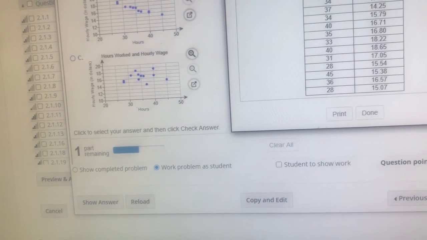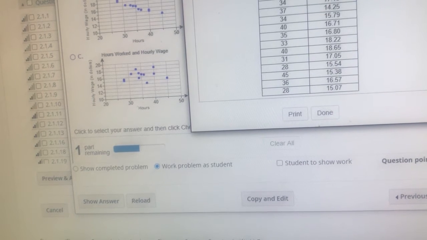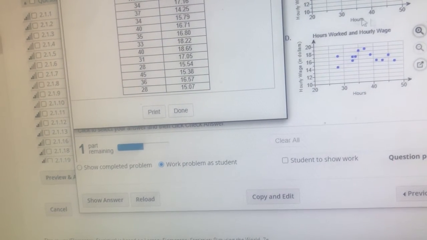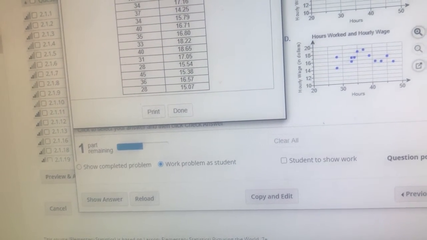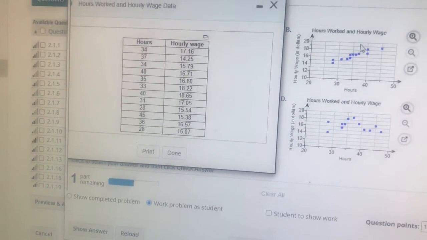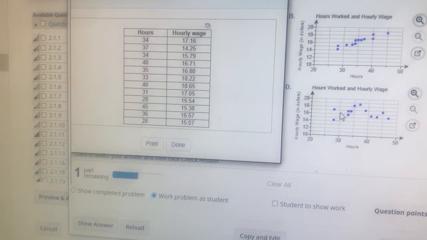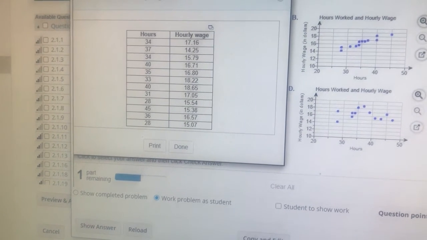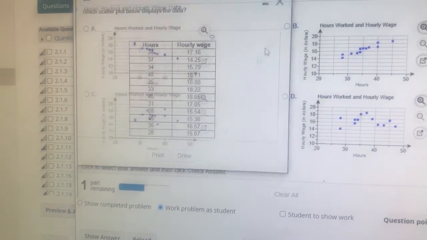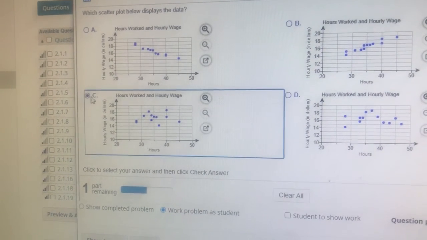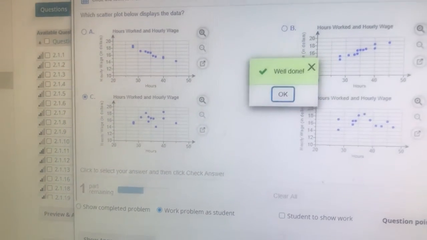Let's look at these other ones just to make sure. I think it's C. See, at 45 here, it's all the way up here at 19 on this one. And at 45 here, it's almost 17. So I'm pretty sure the answer is C. So I'm going to click C here. And that's it.